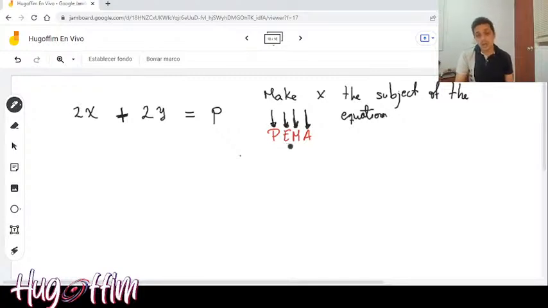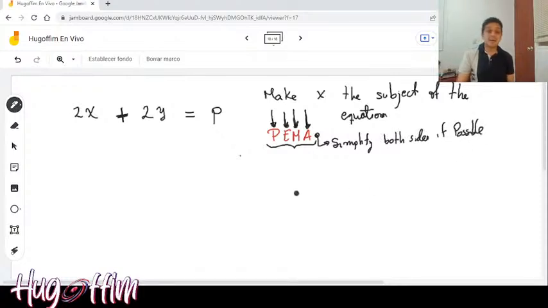This is my recommendation. But before applying inverse PEMDAS, I suggest you simplify both sides if possible. You can do it without simplifying, but this is just a recommendation. In this case, the terms on the left side are not like terms, so I cannot simplify more. And the term on the right side is alone, so I cannot simplify it more. So I'm going to apply inverse PEMDAS.